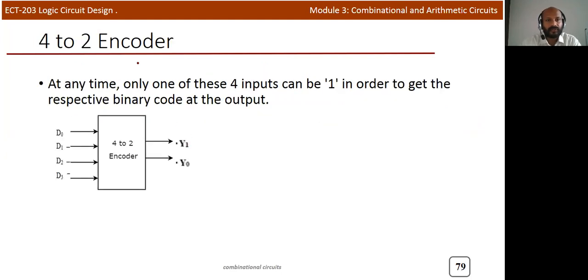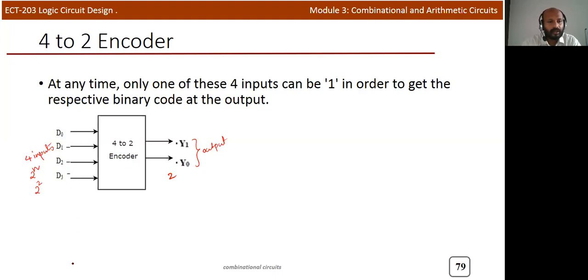Now we'll discuss the 4 to 2 encoder first. In this particular case, you can see D0, D1, D2, D3 will be the input lines, so 4 input lines. If it is 2 raised to n inputs, there will be n output lines. So this is 2 squared, so there will be 2 output lines. Here y1, y0 represent the output lines. So this circuit is known as a 4 to 2 encoder.